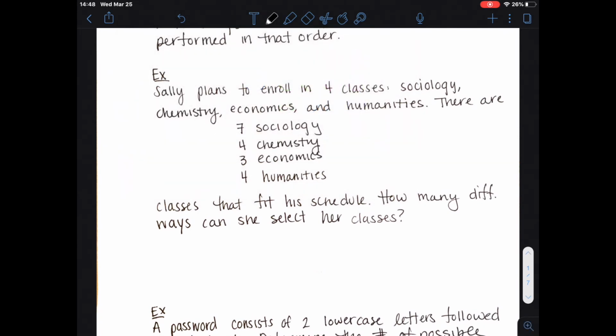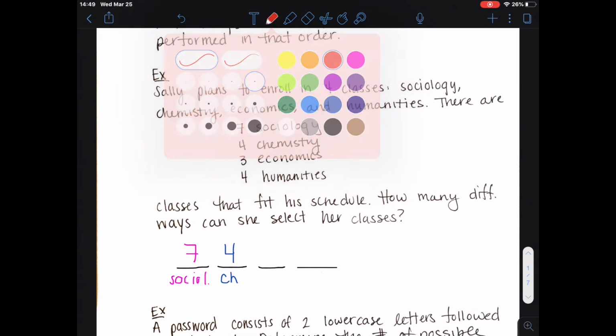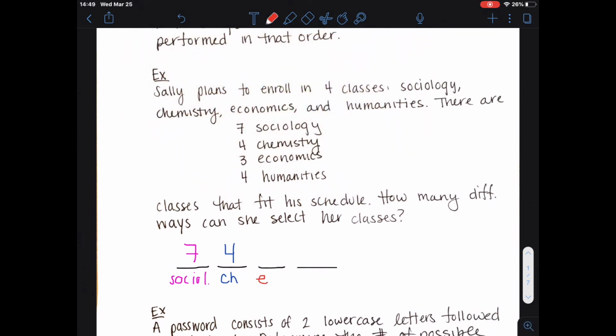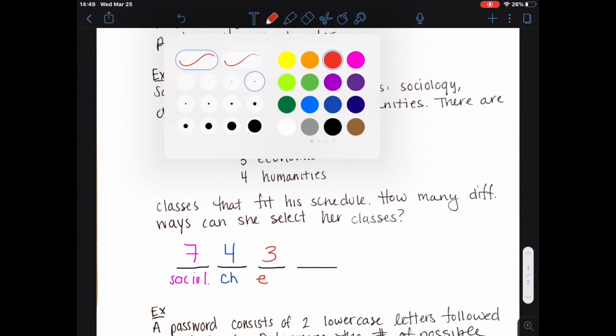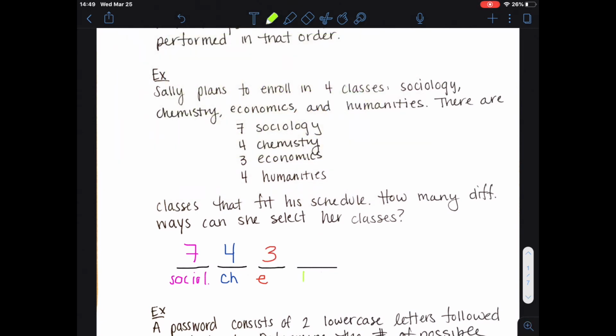So I'm going to go ahead and label what each course is. For the first course, she can take a sociology class, and she's got 7 options for that class that fit in her schedule. For the chemistry class, she has 4 different possibilities. For economics, she has 3. And then for humanities, she has 4 again.